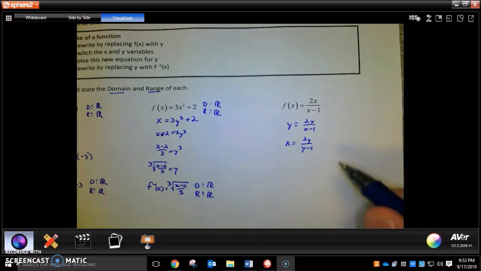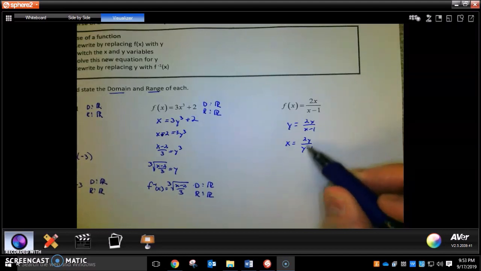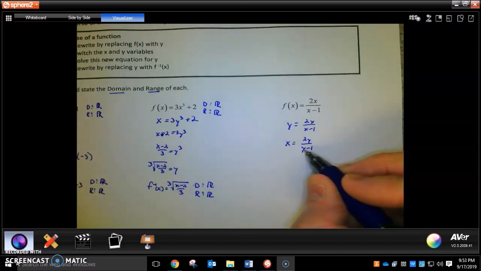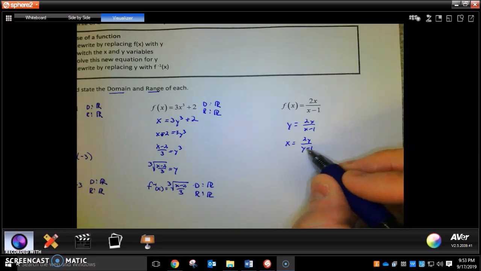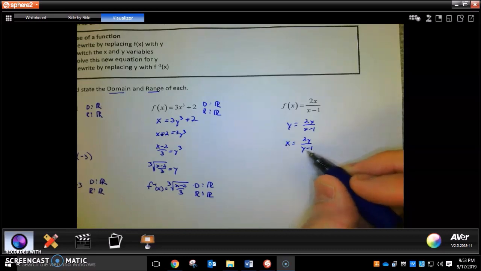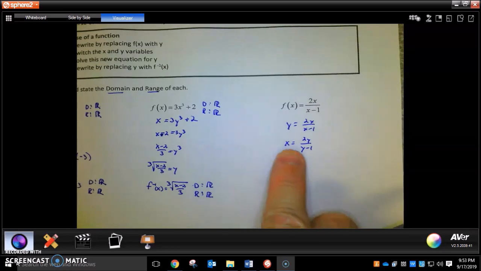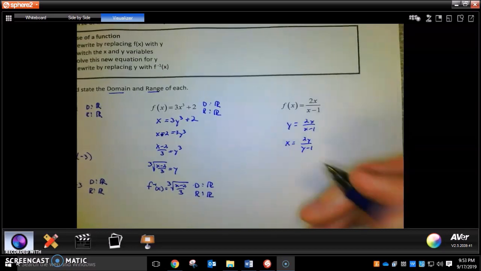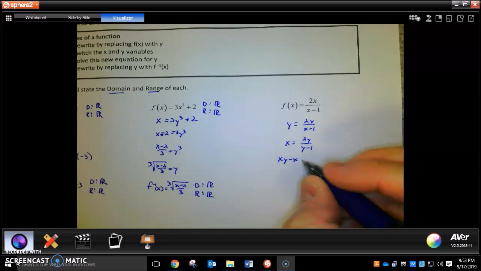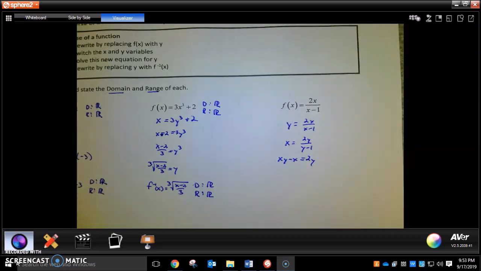So here's our issue. I've got two y's, and I need to solve for y, so I need to have one y eventually. Whenever you have a variable in a denominator that you want to solve for, you want to cross multiply to get rid of that variable in the denominator. So cross multiply. This y minus 1 is going to multiply that x. So I'm going to distribute: xy minus x equals 2y.